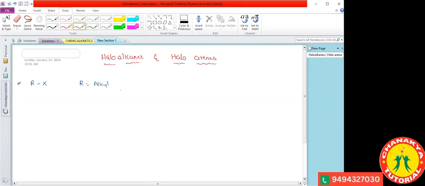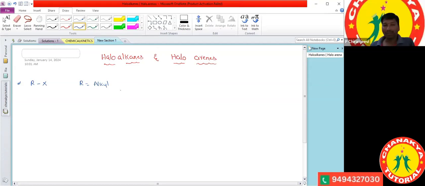I'm not sure of the definition, sir. Okay, aliphatic saturated hydrocarbons are called alkanes. Simply, the compounds which contain carbon-carbon single bonds we also call alkanes. Examples of alkanes: methane, ethane, propane, butane, pentane, hexane, heptane. All these are examples.